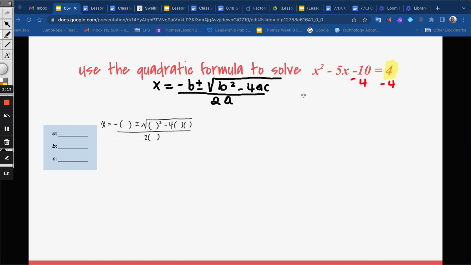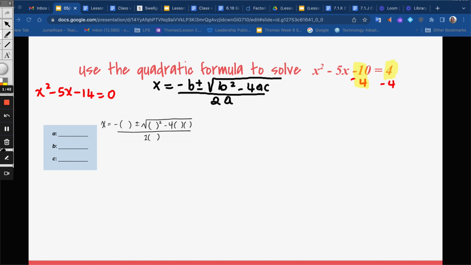If you subtract 4 from negative 10, you'll add those two terms together, and your resulting quadratic equation will become x squared minus 5x minus 14 is equal to 0. Now that the equation is equal to 0, we can start the solution process.